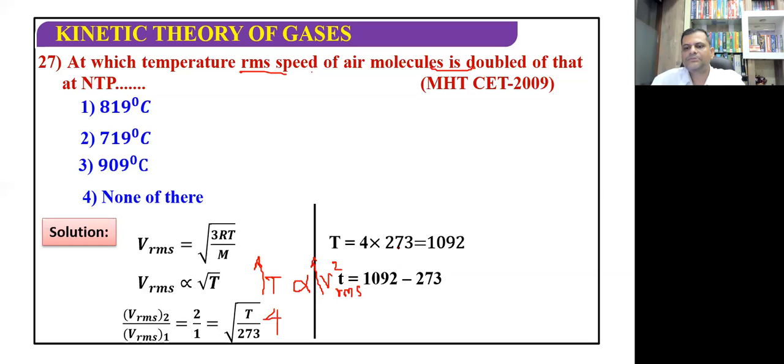तो अगर हम 4 times of NTP करेंगे तो NTP मतलब 273, उसका 4 times बनता है 1092 Kelvin, but that is in Kelvin. If you want it in degree Celsius, just subtract 273 from it and we get this 819 degrees Celsius as a final answer.